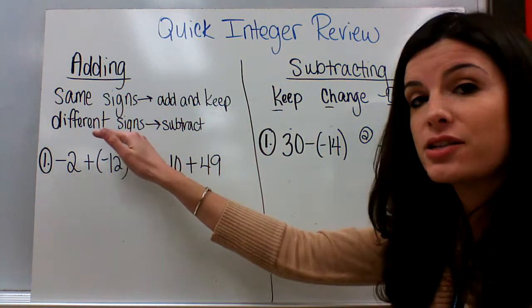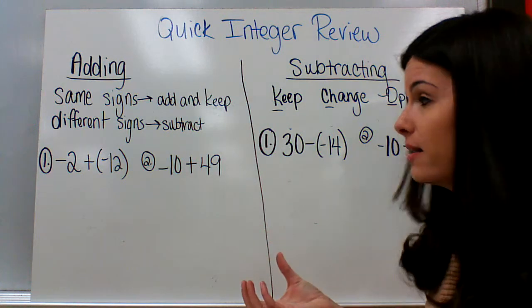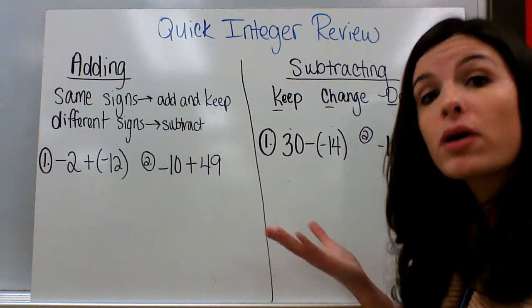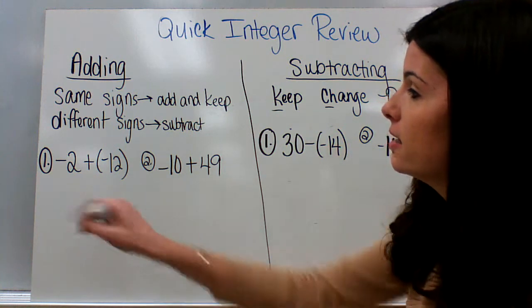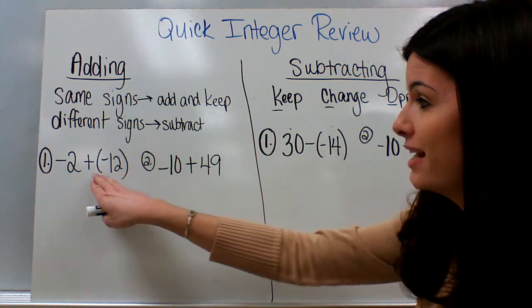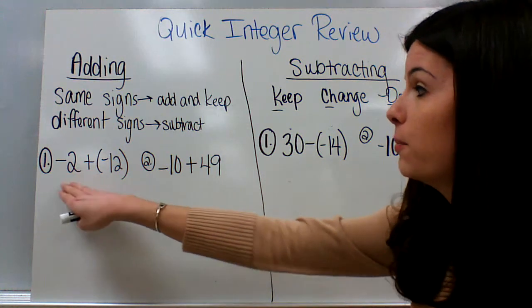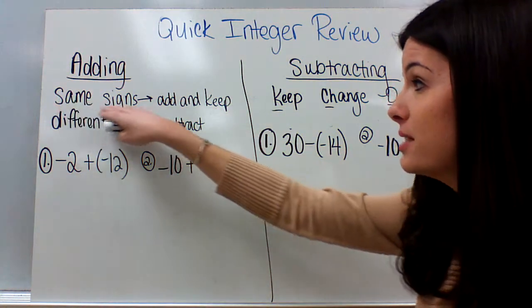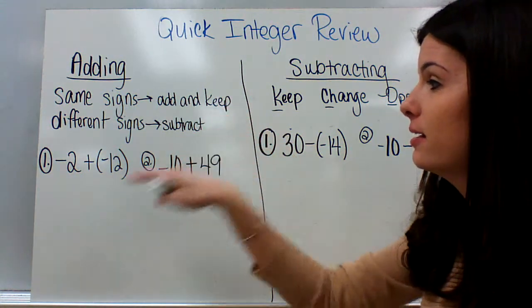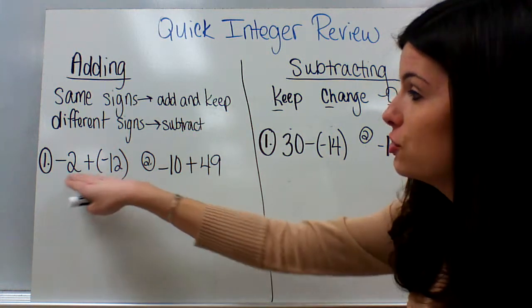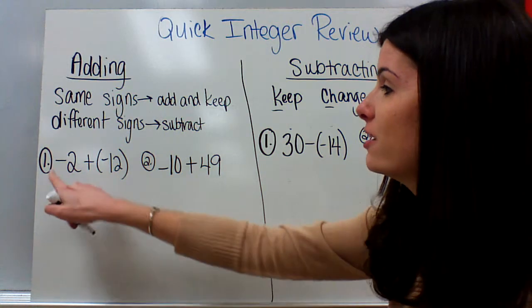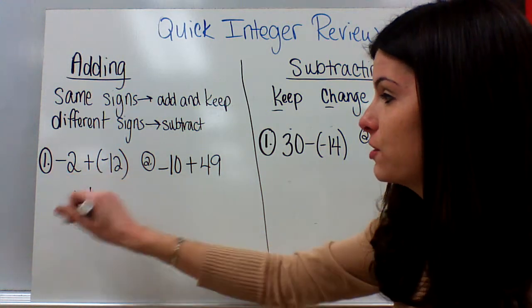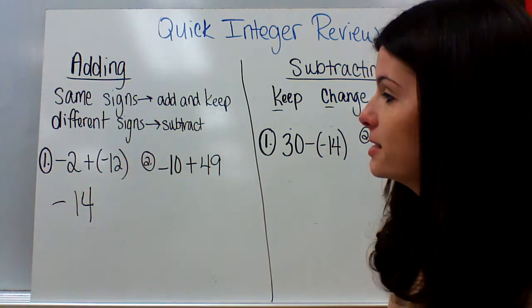If they're different signs, you're going to find the difference, or subtract the numbers, and then whichever one you have more of, you take that sign. So let's practice this. If you have -2 and you're adding a -12, they're both negative, so you use the same signs rule: add and keep the sign. You add the two numbers together, 2 and 12 make 14, and you keep it negative because they're both negative.